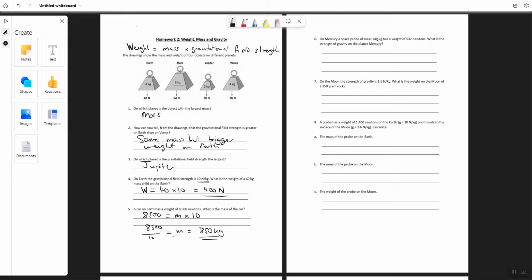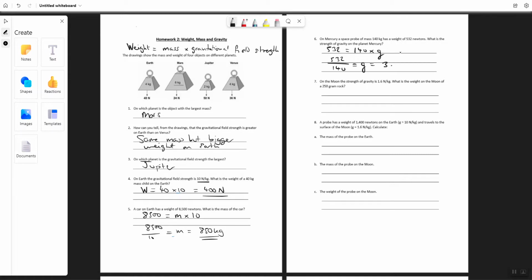On Mercury, we've got a space probe. We've got a mass of 140 kilograms. We've got a weight of 532 newtons. So what is the strength of gravity on planet Mercury? So we put these in. We've got 532 is equal to a mass of 140 times gravitational field strength. So we've got 532 divided by 140 is equal to the gravitational field strength, and that comes out as being 3.8 or 3.6.